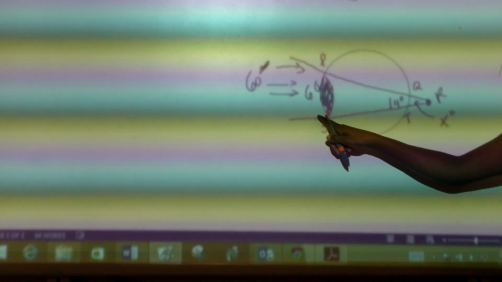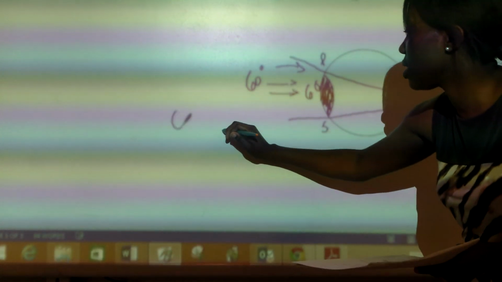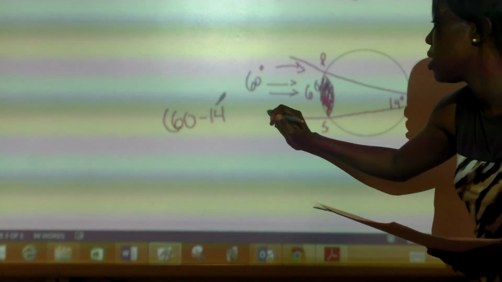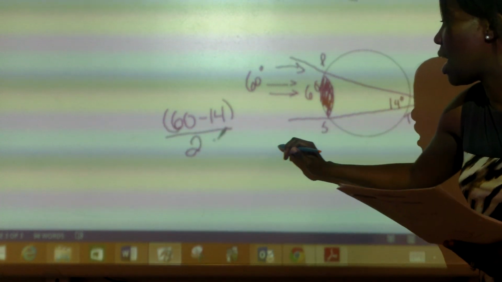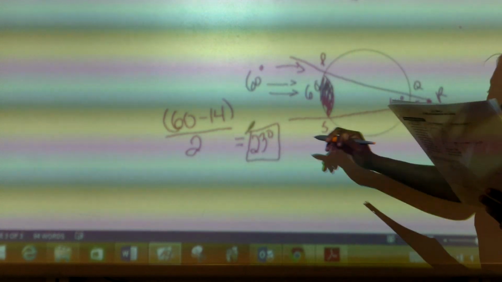So we said that basically we have the big arc minus the smaller arc, and that will give us the angle measurement if we take half of it. And so we do 60 minus 14, take half of that, and so the angle should be 23 degrees. Any questions on that?